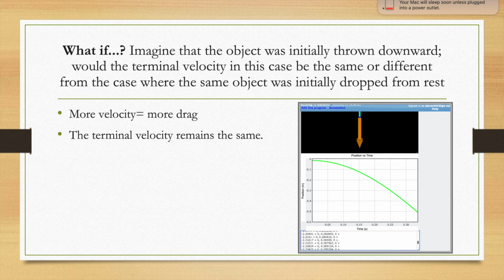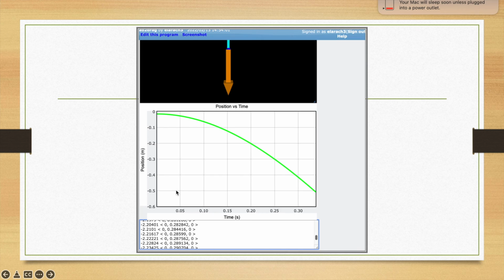But now imagine that the object was initially thrown downward. Would the terminal velocity in this case be the same or different from the case where the object was initially dropped from rest? We know that drag is proportional to velocity, so the terminal velocity would be exactly the same. We would just take more time to reach this velocity.